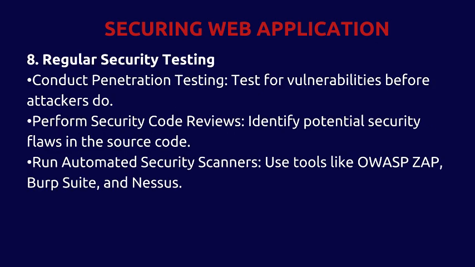Next, you have regular security testing. Conduct penetration testing. Test for vulnerabilities before attackers do. Next, you perform security code review by identifying potential security flaws in source code. Then, you run automated security scanners by using tools like OWASP ZAP, Burp Suite, and Nessus.